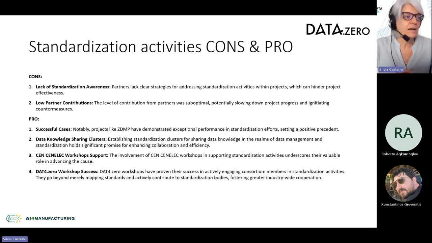And also another important best practice, as I commented before, was the organization of internal workshops in order to engage the consortium members in a standardization activity. Without these internal workshops, we could not have achieved the performance on standardization that we have, to get the contributions, the commitment and feedback. So I encourage you to organize these internal standardization workshops.